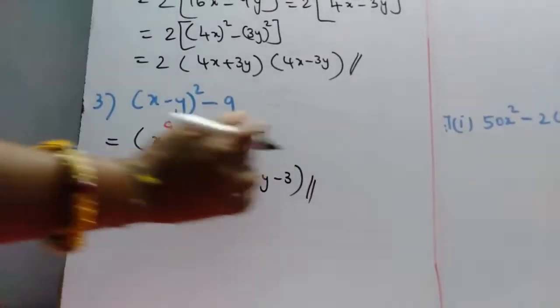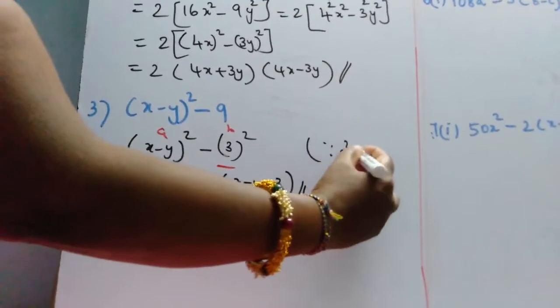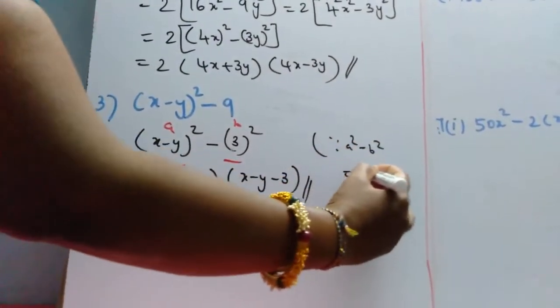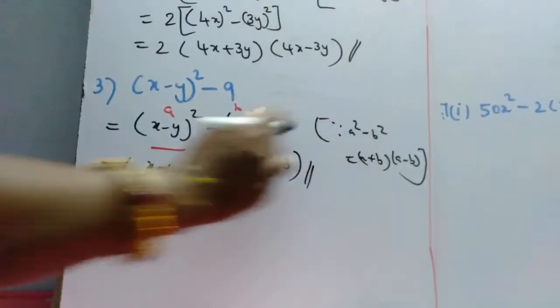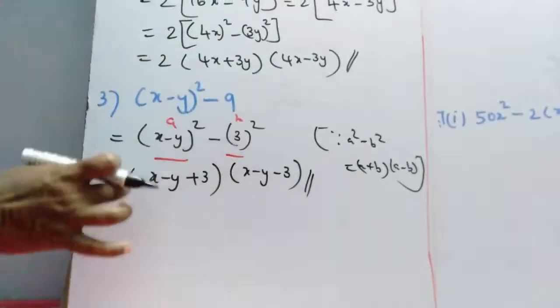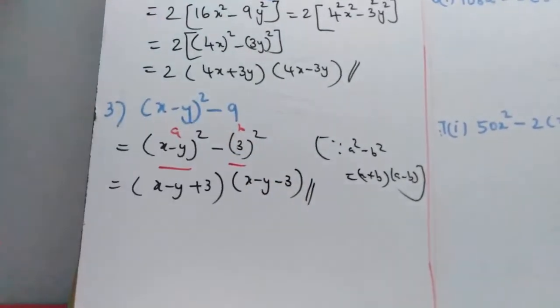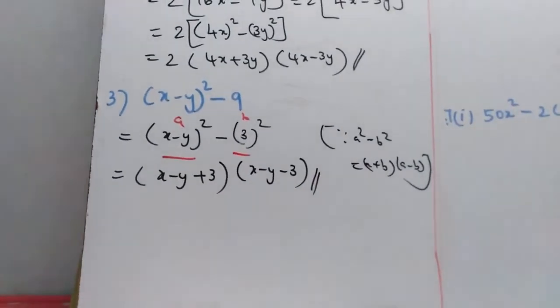I have written the form: a square minus b square equals a plus b into a minus b. Here a is x minus y and b is 3. So using that identity we have expanded this question number 3.